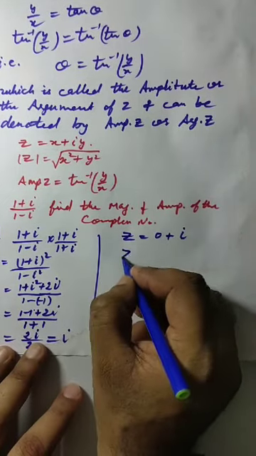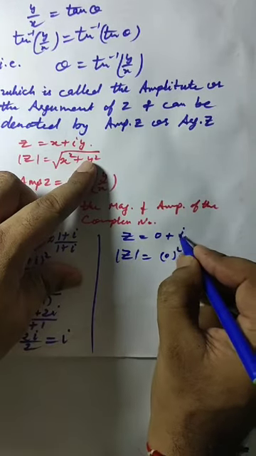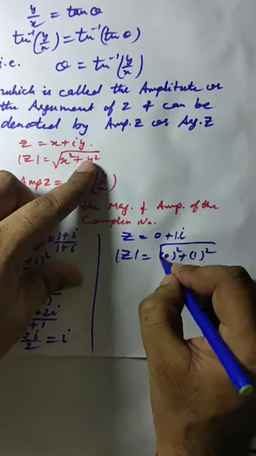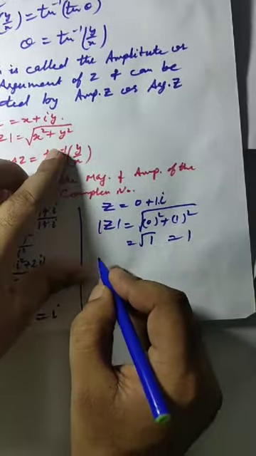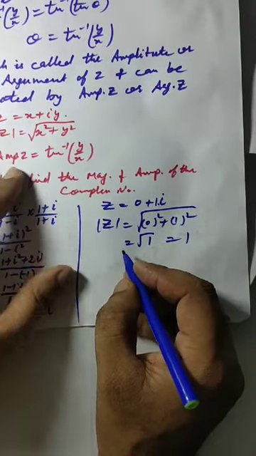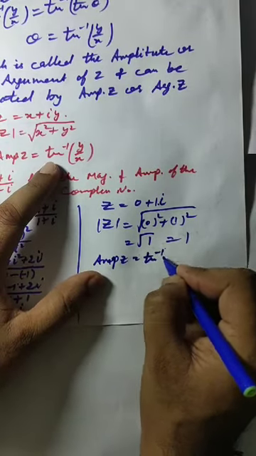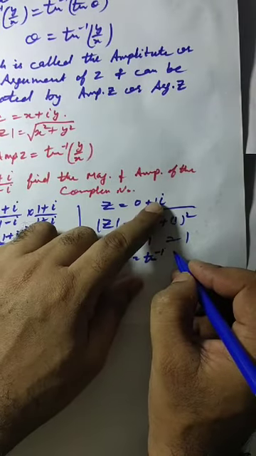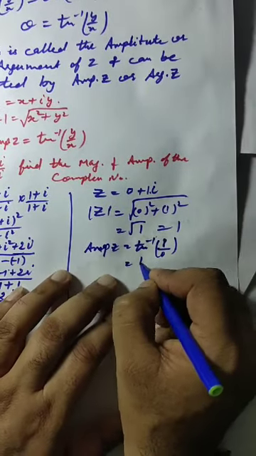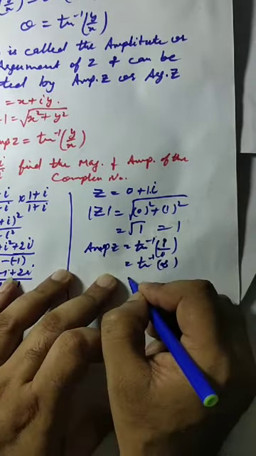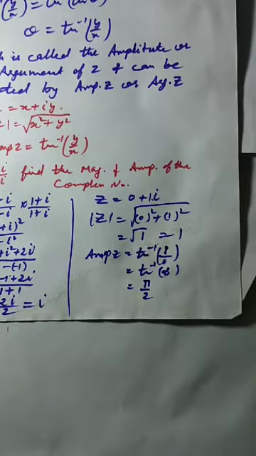Now as we know that the magnitude is the square root of x square plus y square, we can directly apply 0 square plus the coefficient of iota, which is 1. So 1 square we get 1 under the root, that is 1. And if we take the amplitude of z, that will be tan inverse y upon x. y is 1 here and x is 0, so that is infinite. Tan inverse infinite, that is equal to 90 degrees.